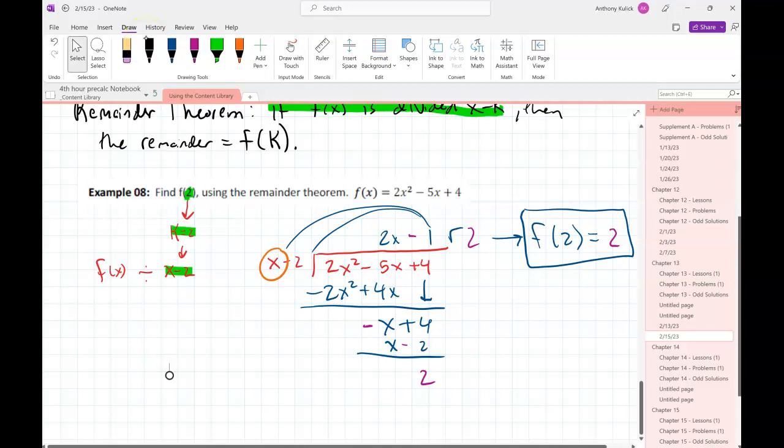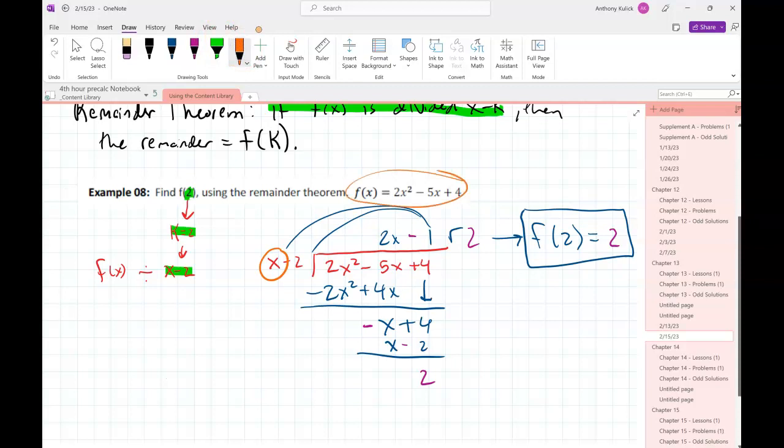All right. So that doesn't seem that helpful though, because what would have been easier to figure out f of 2 by doing? Can I just plug 2 into this? And that seemed like that's easier.